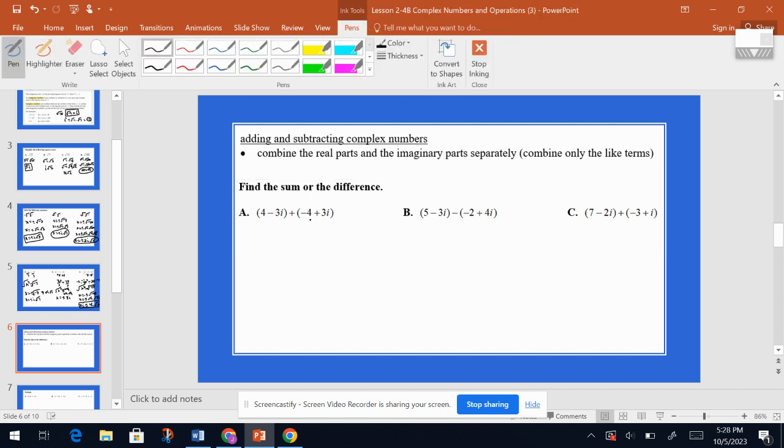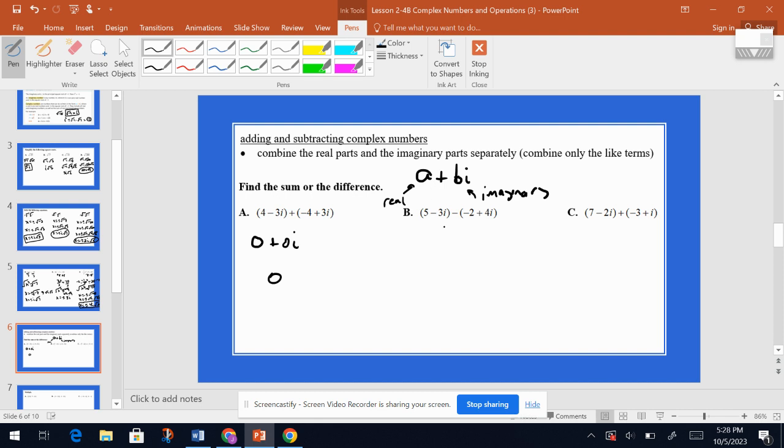When we're adding, just pay attention to this sign right here. When I'm adding, 4 plus -4 is 0, so the real part cancels. -3 plus a +3 also cancels, so this whole thing would cancel out and be 0. We're just combining the real number with the real number and the imaginary with the imaginary. That comes from the standard form of a complex number, where we have a real part and an imaginary part. So we add the real with the real, the imaginary with the imaginary.